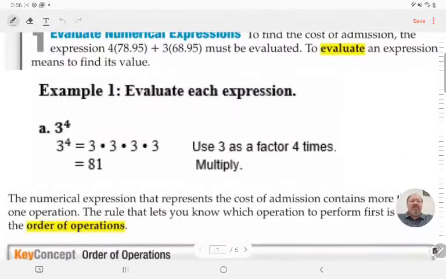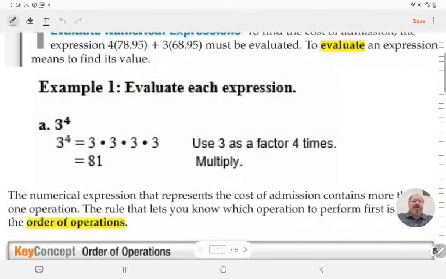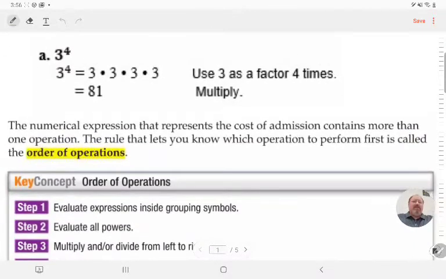So let's take a look at example 1, evaluate an expression. If we have 3 to the 4th power, we would say 3 times 3 times 3 times 3, which would equal 81. That's evaluating the expression. So the numerical expression that represents the cost of the admission contains more than one operation. The rule that lets you know which operation to perform first is called the order of operations.